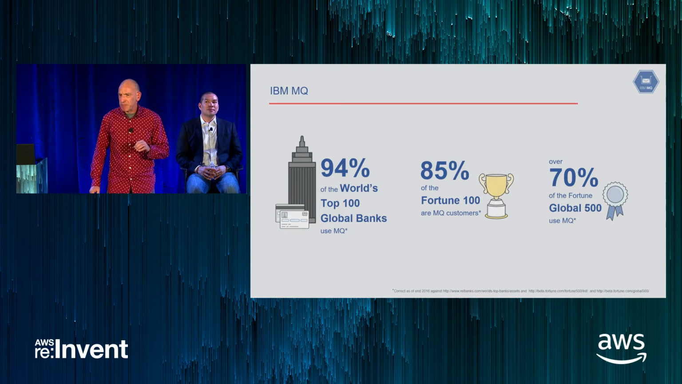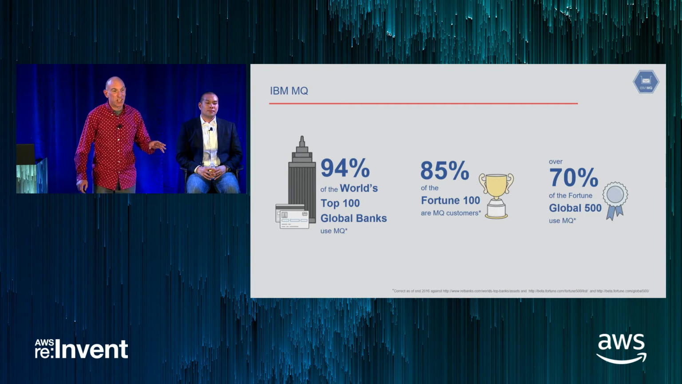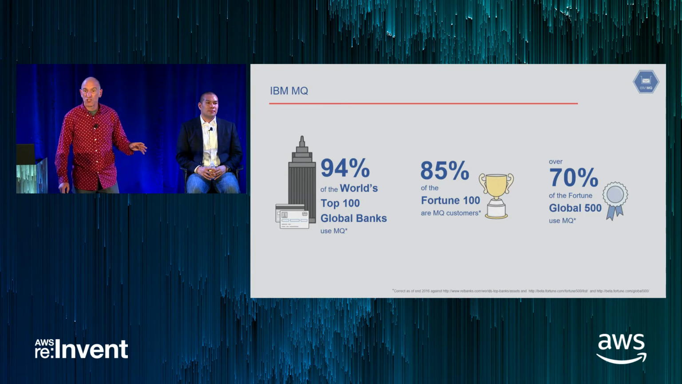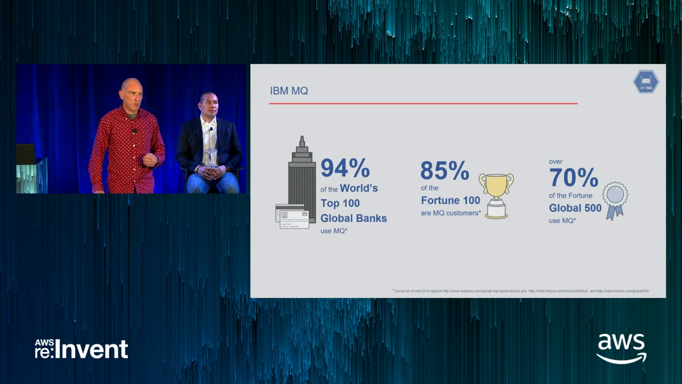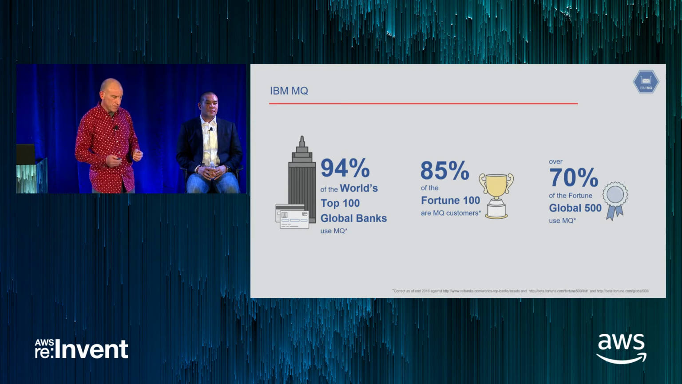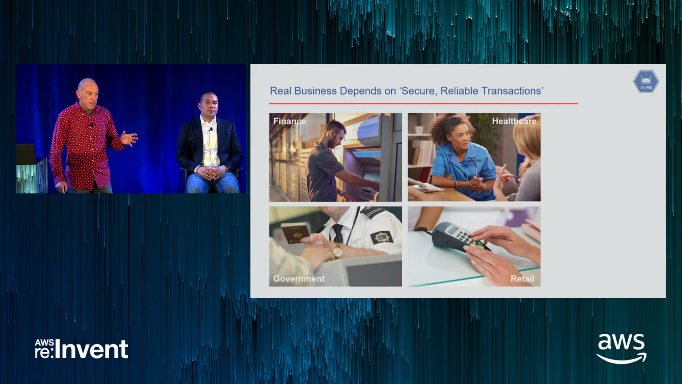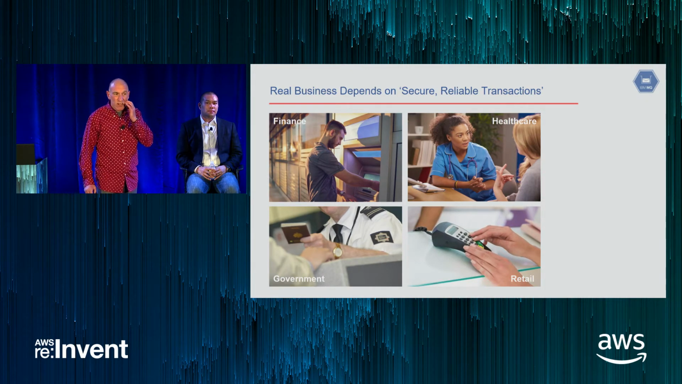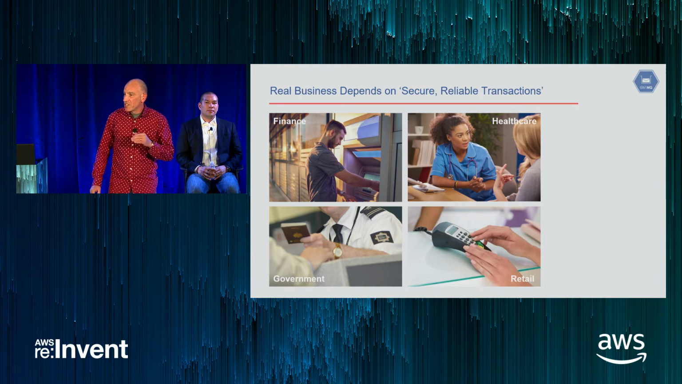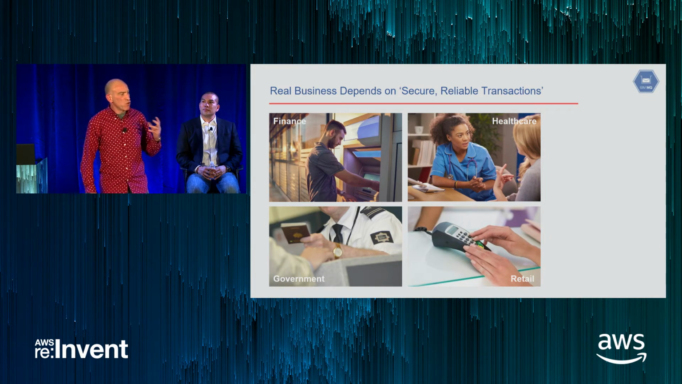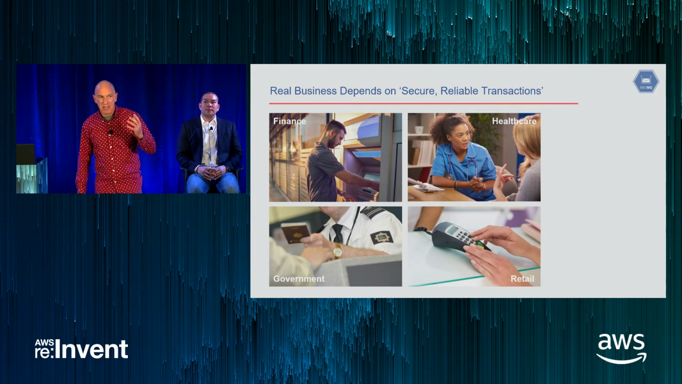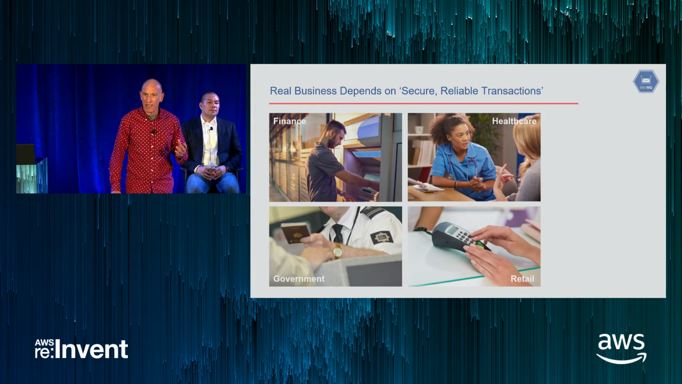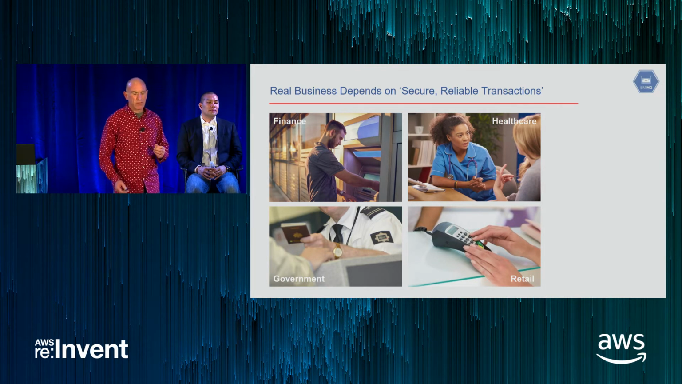Werner again said this morning, be data-driven. This is the data that backs us up. 94% of the world's top 100 banks, 85% of the Fortune 100, 70% of the Global 500 are already using MQ to underpin their business. The sort of areas: finance, healthcare, government, retail. Again, from this morning's presentation, you heard about an internet bank, and they were talking about how they connect their business to the on-premise business. How do you think they do that in a reliable, secure way? Of course, it has to be MQ.